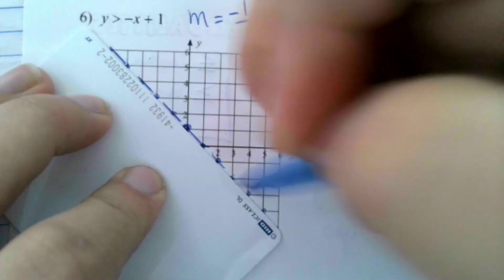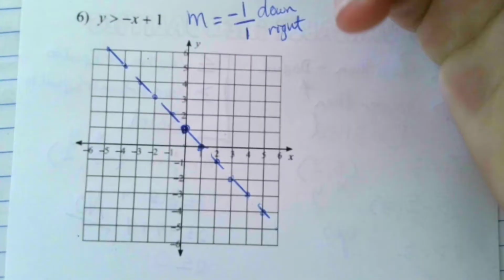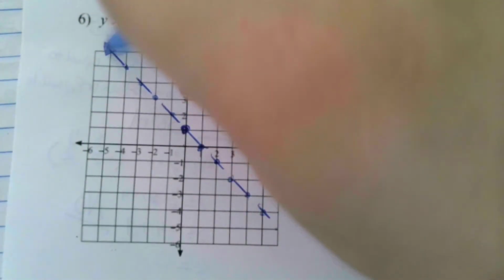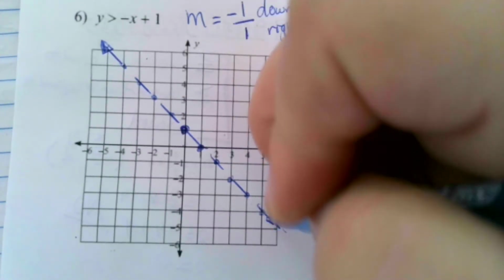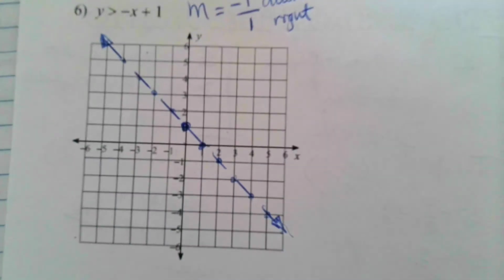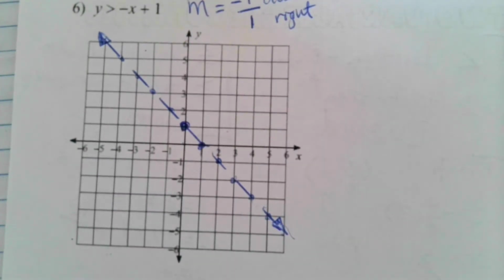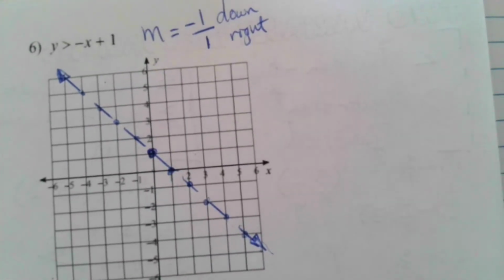Is this a solid or a dashed line? This is a dashed line. So just kind of give a little dashy dash. You still want arrows because the line goes on forever. It never stops. And are we going to shade above or below? Above. We're shading above. Why are we shading above?